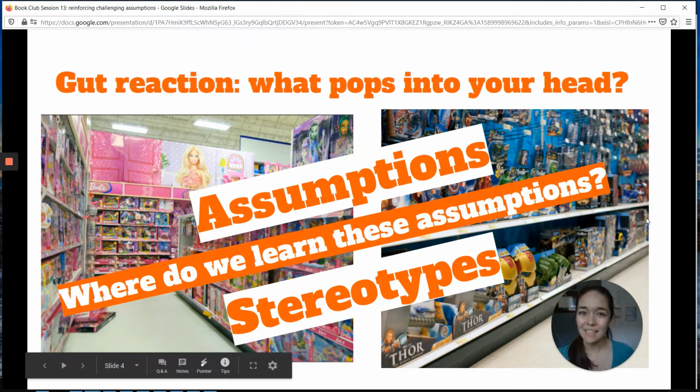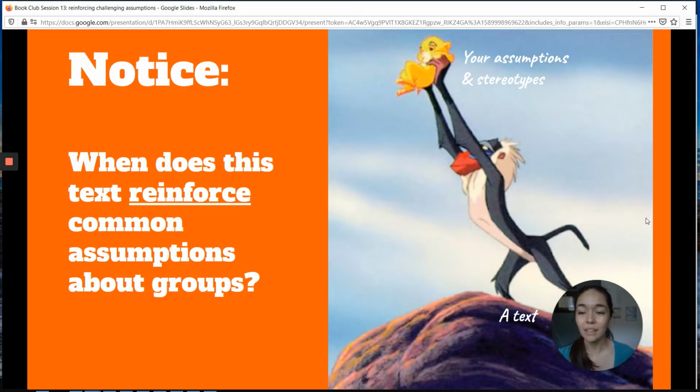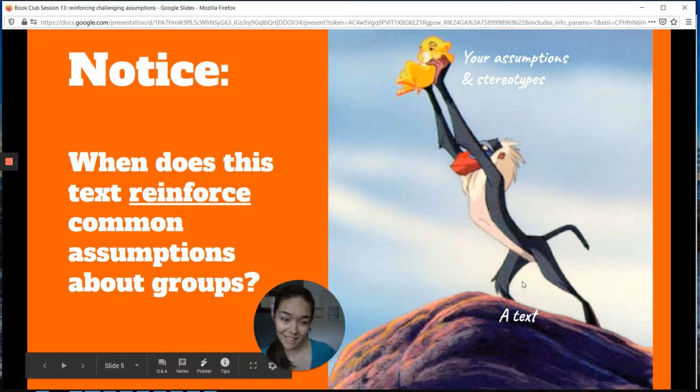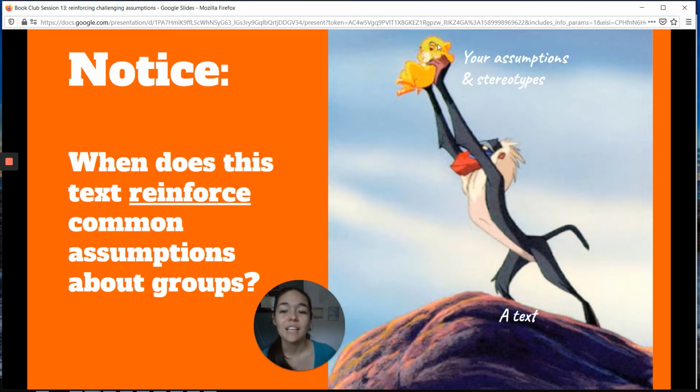So, how does this connect to my book club book? Here's how. Your job today is going to be to think about, when does the text you're reading reinforce those common assumptions and stereotypes about groups? So here is my little graphic I made. Here's Rafiki. He's representing your text, and you can see he is reinforcing, supporting Simba here, who's representing our assumptions and stereotypes, holding them up. When does our text do that around race or gender or any other social group?